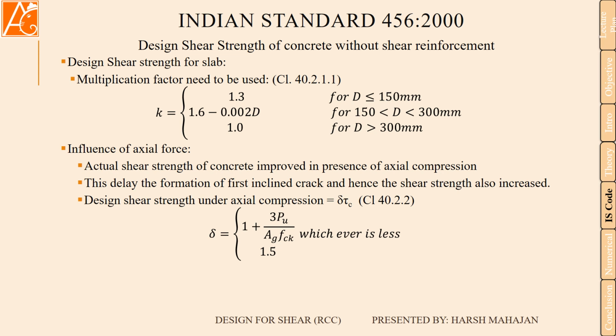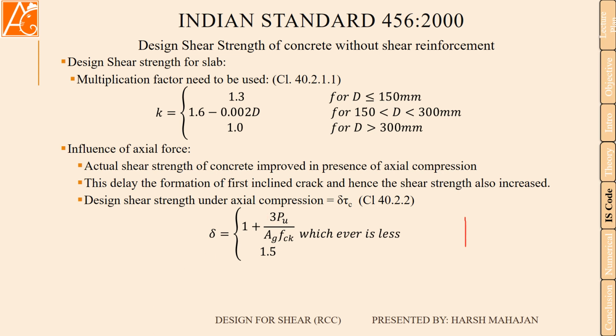Design shear strength for slab: the same formula with this multiplication factor. If depth is less than 150, we will multiply the shear strength by 1.3. From 150 to 300, the factor is 1.6 minus 0.002 D, and for D greater than 300, it is 1.0. Influence of axial force: the actual shear strength of concrete is improved in the presence of axial compression. This delays the formation of the first inclined crack.